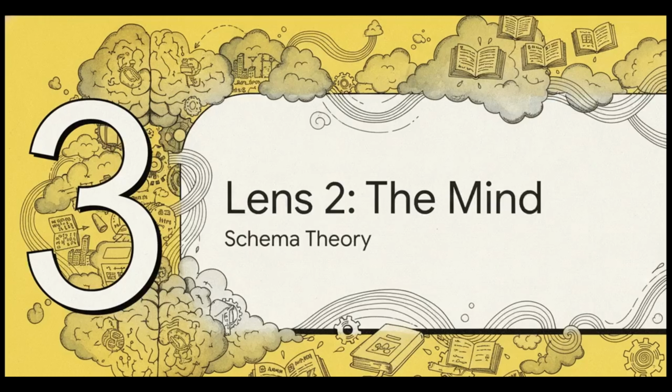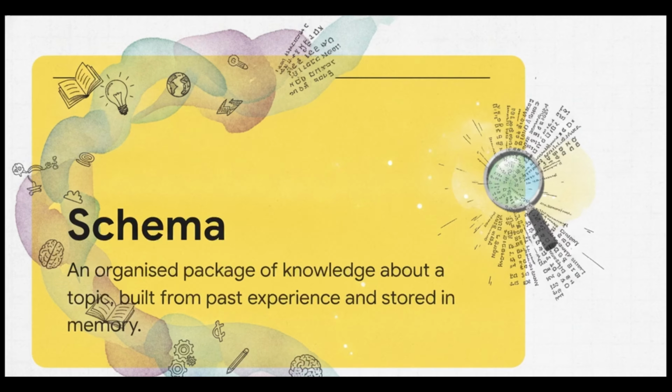Let's shift gears to section 3, lens 2, the mind, and specifically schema theory. So what exactly is a schema? A schema, or schemata if we're using the plural, is essentially an organized package of knowledge about a topic, object, or event. It's built up from a person's past experiences and safely stored away in their memory. Schema theory tells us something amazing.